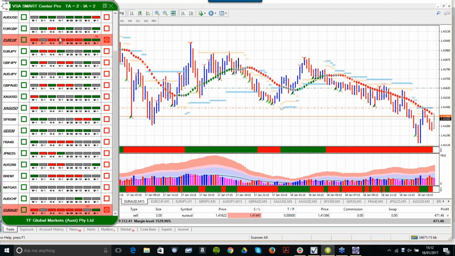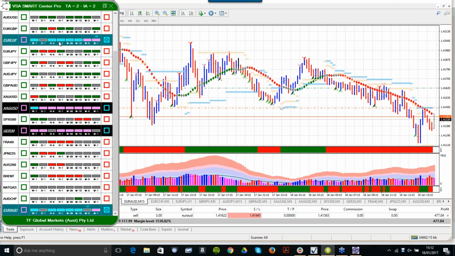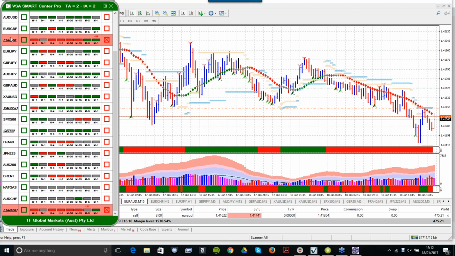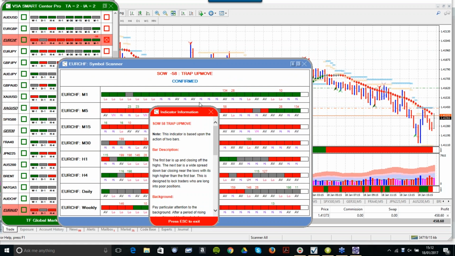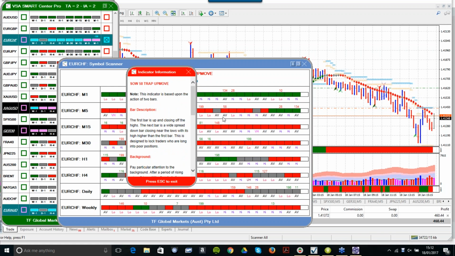Now we can see here that we've got an alert on the Swiss franc and the euro. It's telling me that the weekly, the 4-hour, the hourly, the 30, the 15-minute is all down. And we've got a sign of weakness 58, which is a trap up move on the chart. Now we can see it here, the trap up move. Now a trap up move is a serious sign of weakness in its own right.